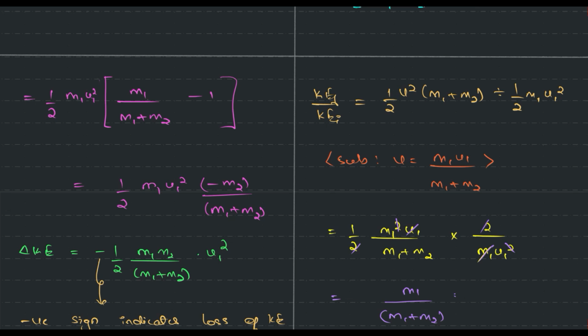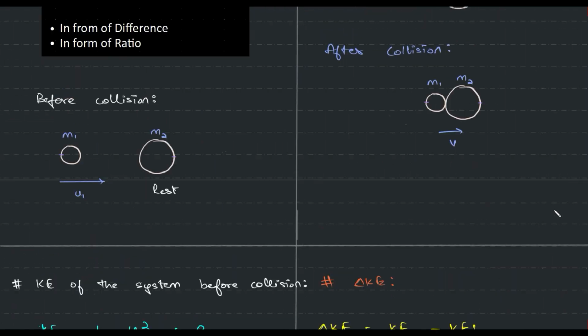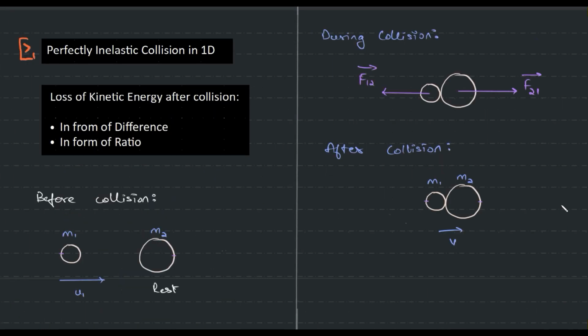Oh yeah, my bad. This is also squared, right? You're squaring the entire thing. So this entire thing gets cancelled, my bad. So it's basically this. So clearly your KEf is lesser than KEi. That is, the kinetic energy final is lesser than kinetic energy initial. And the ratio is this, m1 divided by m1 plus m2. Okay, so this is also a proof for loss of energy during inelastic collision.